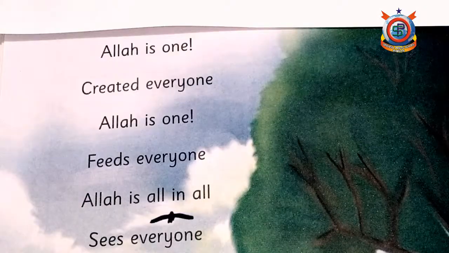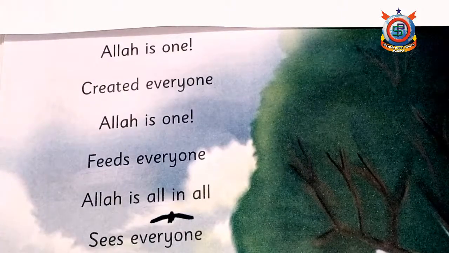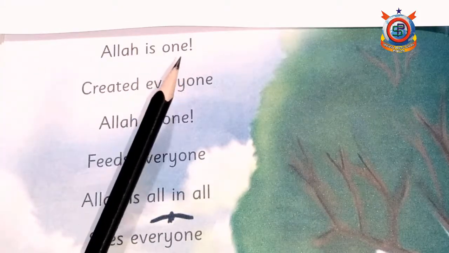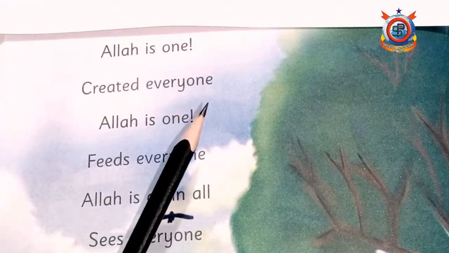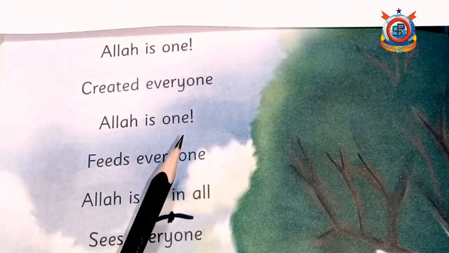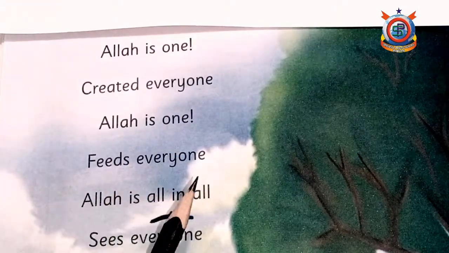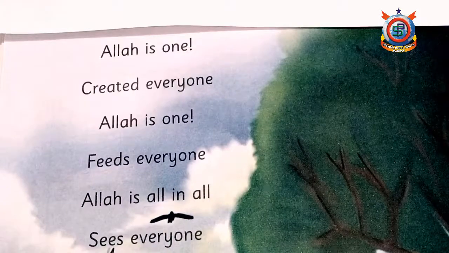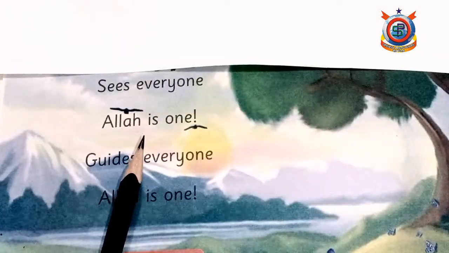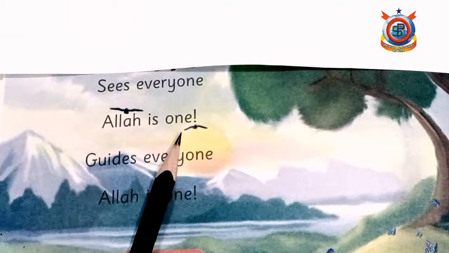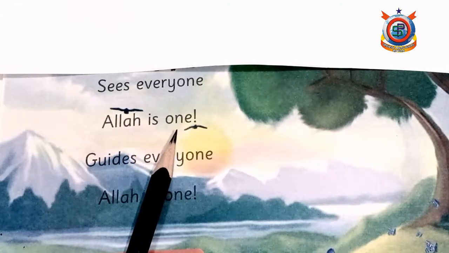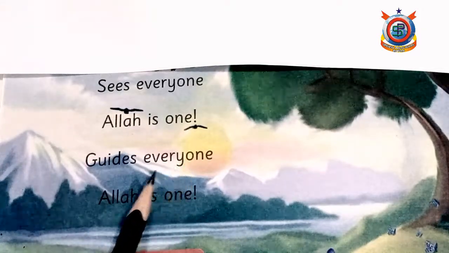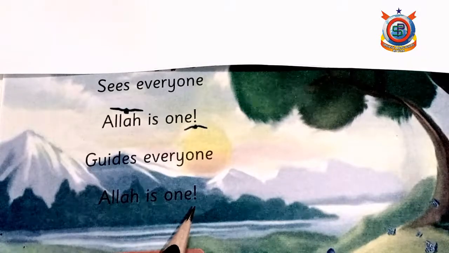Okay, dear students, I am reading it once again and you have to read it carefully with your teacher. Allah is one, created everyone. Allah is one, feeds everyone. Allah is all in all, sees everyone. Allah is one. Guides everyone. Allah is one.